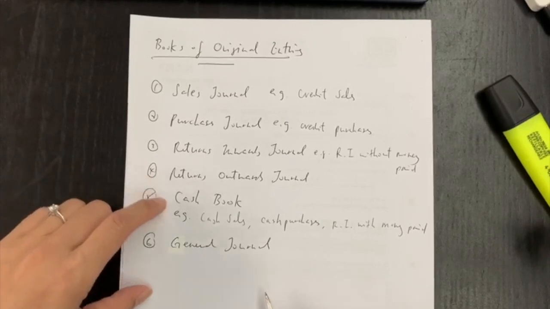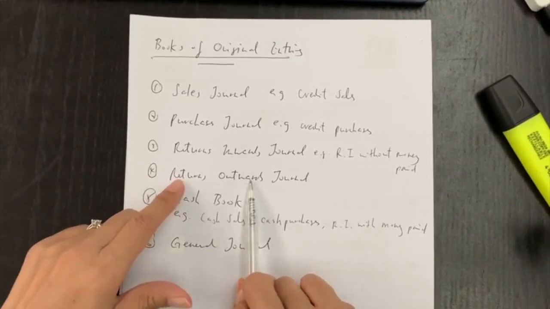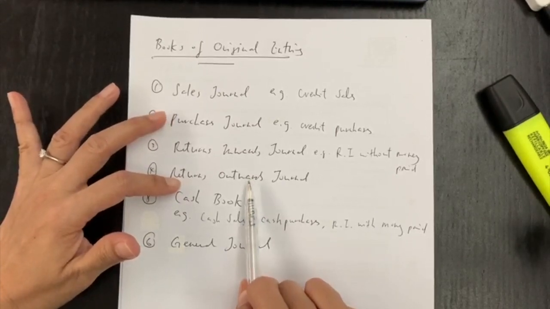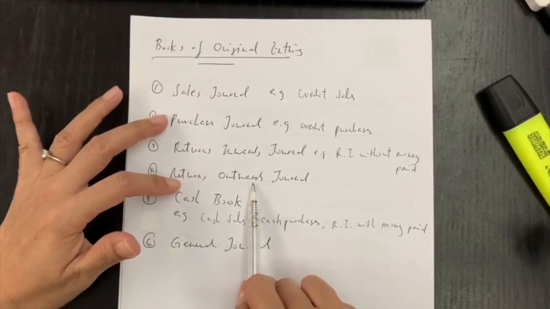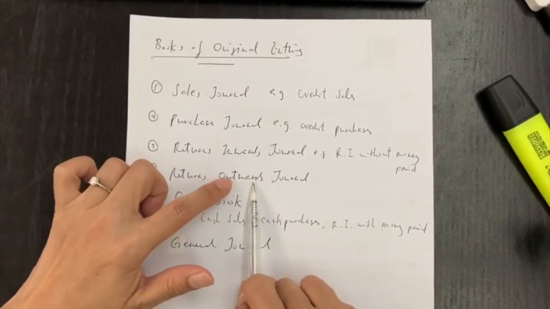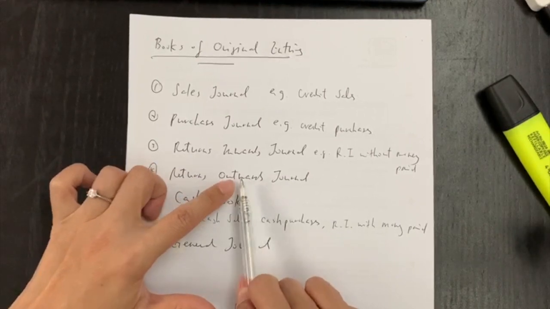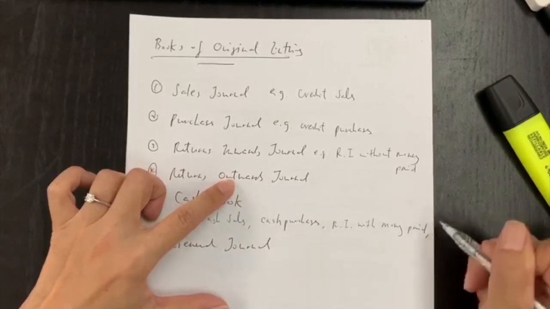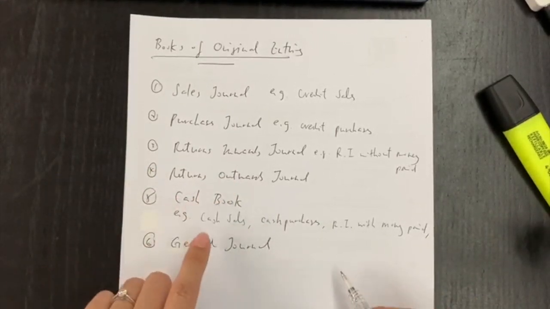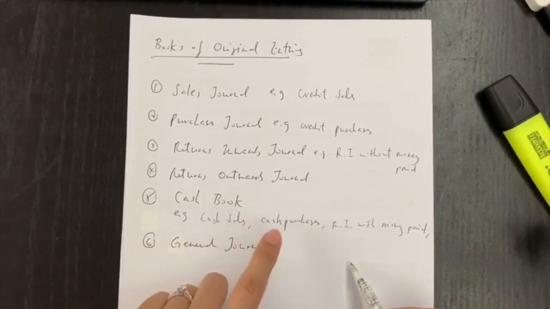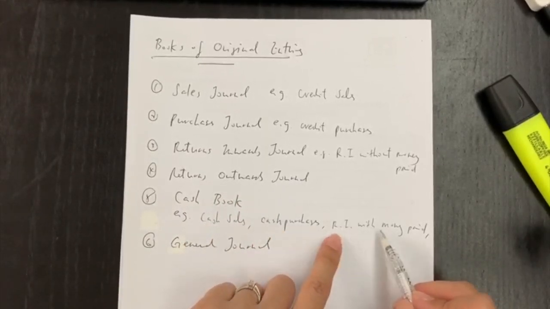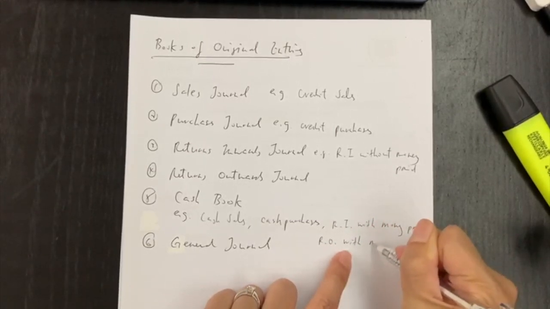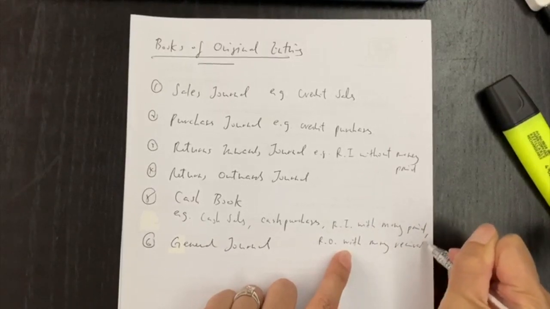Okay, next. What about return outwards, which is the opposite of purchases? After buying things, we are not happy about the things purchased from the supplier, so we have return outwards. If we have return outwards, we are going to have money received from the supplier. If we have money received, it will be in the cash book. So in the cash book, we have cash sales, cash purchases, return inwards with money paid, and return outwards with money received.